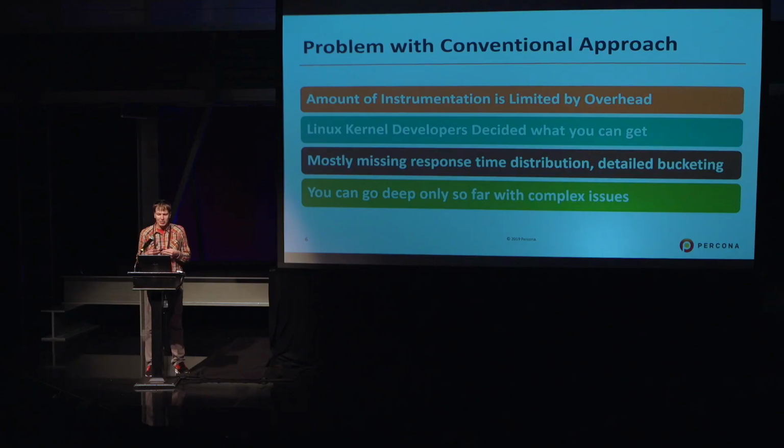So what is the problem with this approach? Well, obviously, the amount of instrumentation you can get this way is limited by the overhead. If you have way too many of those counters and timers, the kernel will slow down. And then also, who decides what is implemented and how? Which particular kernel sections are going to be timed or counted? That will be kernel developers making that choice, which may not match your needs in troubleshooting some particular problem.